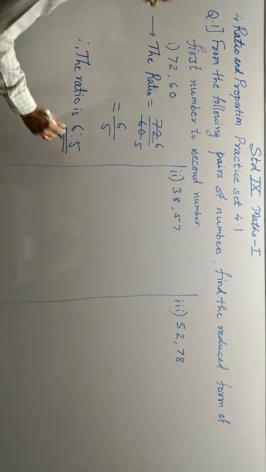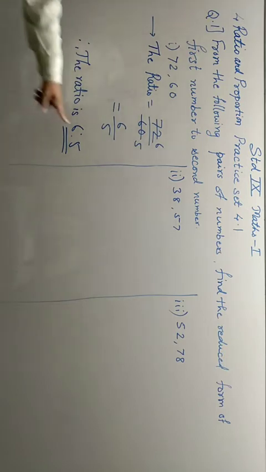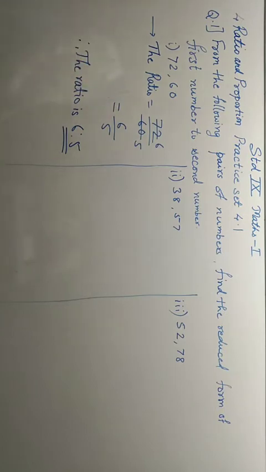In some schools, they make it compulsory to write in this form with the "is to" symbol. In some schools they allow writing in this form, 6/5.